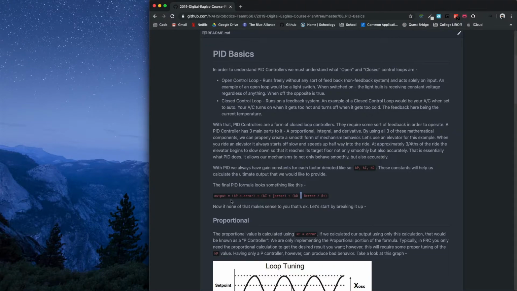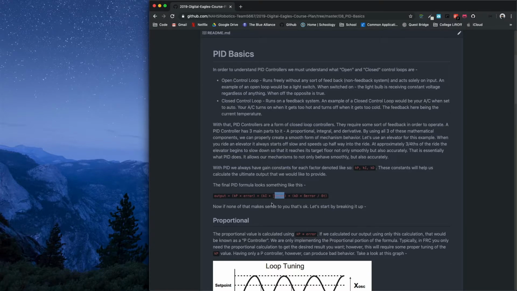So there's an output, and that's essentially equal to the error times the proportional. So this is obviously a proportional relationship, right? So this would be the slope m times x, right? So this is mx plus b essentially, if you think about it. So that's the proportional aspect.